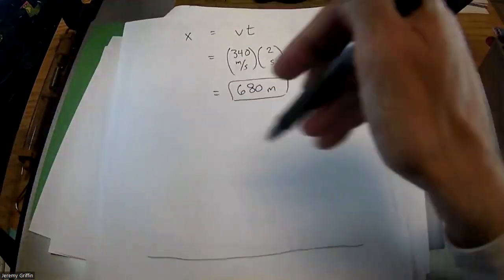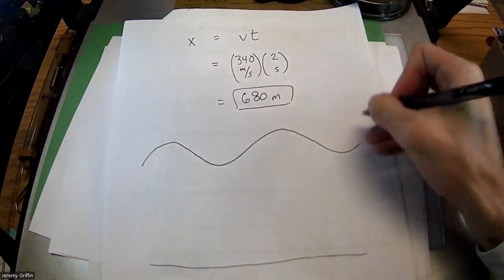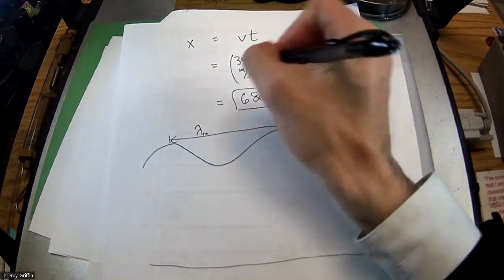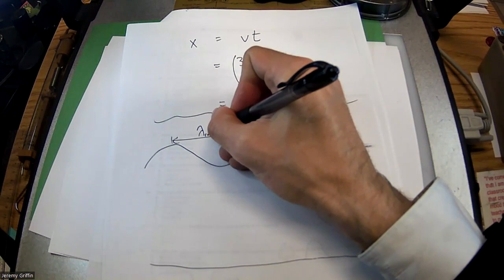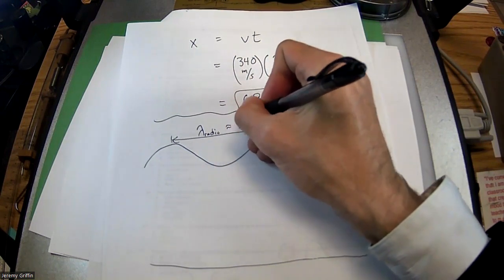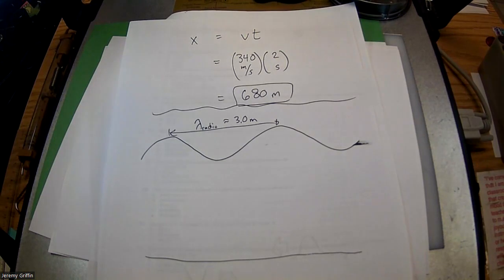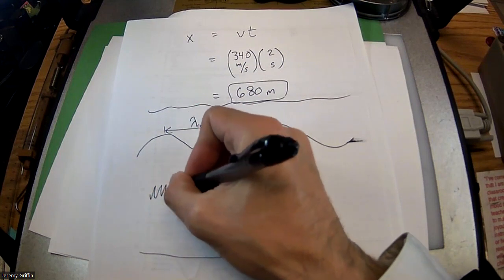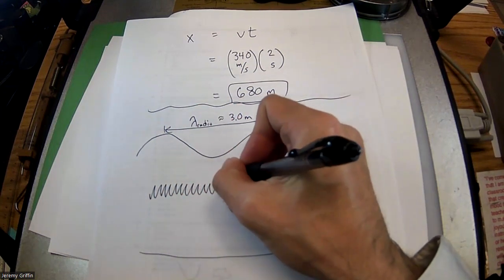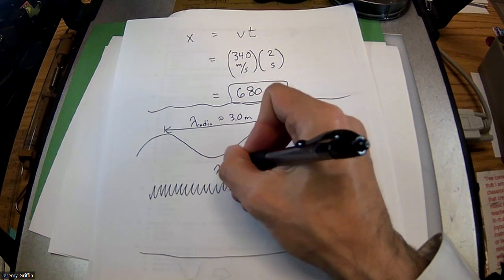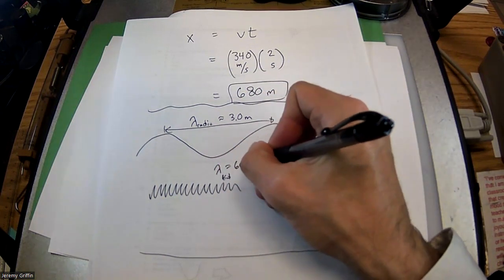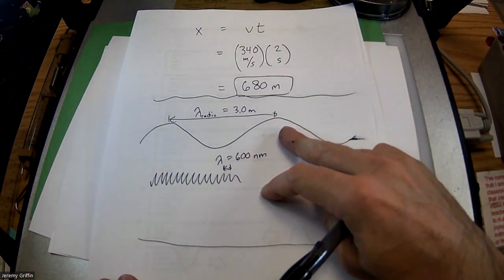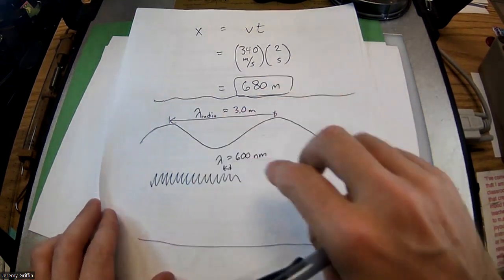Here's a radio wave. It might have a crest to crest wavelength, I'll call it lambda radio, of, let's call it 3 meters, for example. That doesn't have to be, but a lot of the broadcasts on FM radio are about that long. Here's a light wave. The wavelength is like 600 nanometers. I think it's somewhere in there. But do these waves travel at the same speed? Yep, 3 times 10 to the 8 meters per second. Different wavelengths, different frequencies.